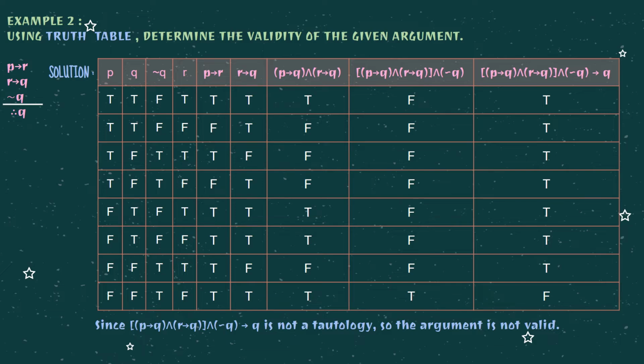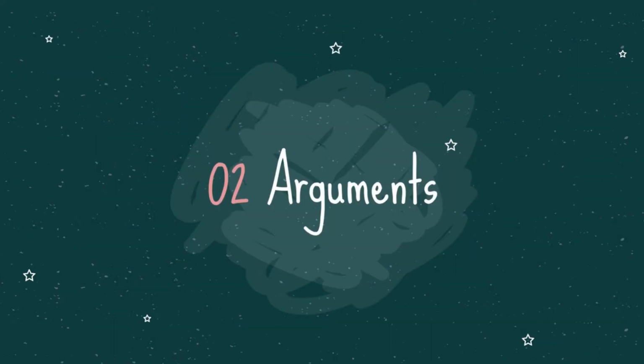P implies R and R implies Q and negation Q. We get false, false, false, false, false, false, false, true. Then implies Q, we get true, true, true, true, true, true, true, false. In the final column, there is also a false value, so it is not a tautology. Since the statement is not a tautology, the argument is not valid. Okay, now I will explain about arguments in chapter 2.